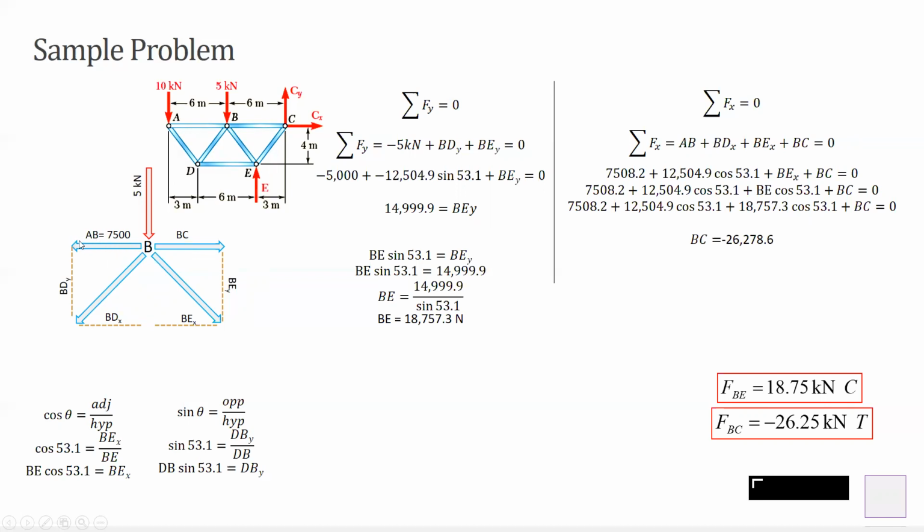We have our AB, which we already know. We don't know our BC, and we don't know BE, but we do know our BDX and our BDY from our previous problem. So we know this side, we just don't know this side, which is good because that will help us out. So we're going to break them all down. The cosine of our angle is adjacent over hypotenuse, so the cosine of 53.1 is our BEX over BE. Move our BE over, and we get BE cosine 53.1, which is our BEX.